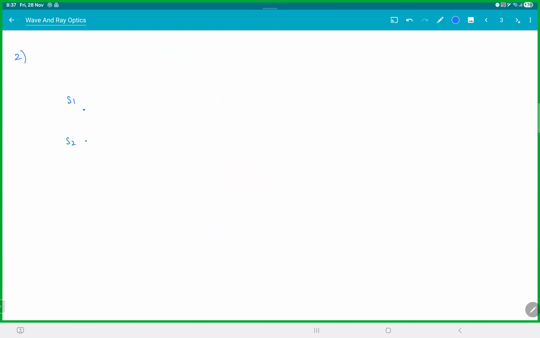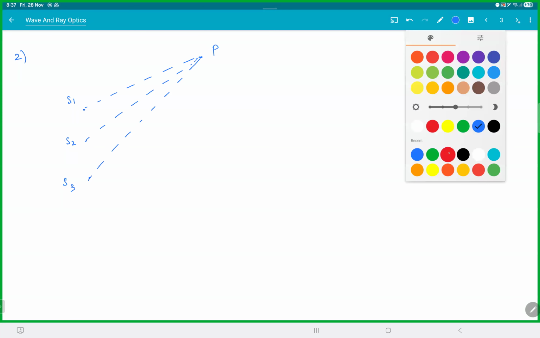S1, S2, S3. Everyone knows how to do YDSE with two sources. But what happens if there are three sources? Again, this would be beyond mains, but it's a good one. This will cover a lot. Let's say we have three sources.